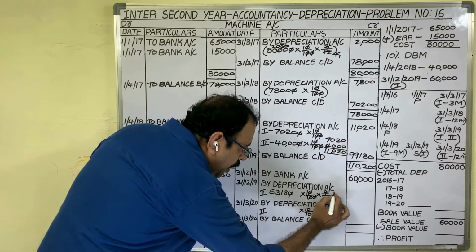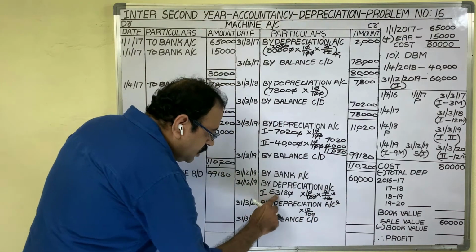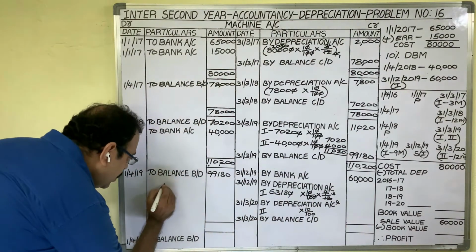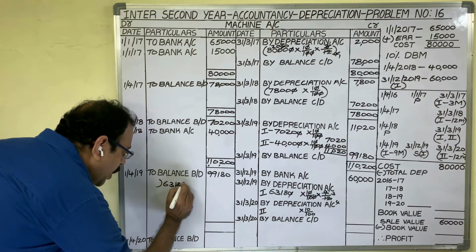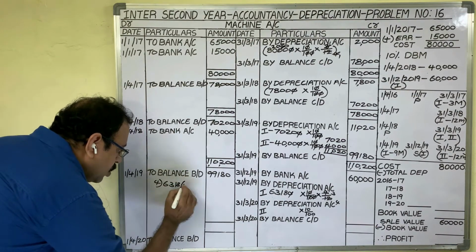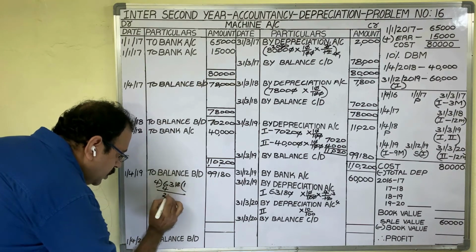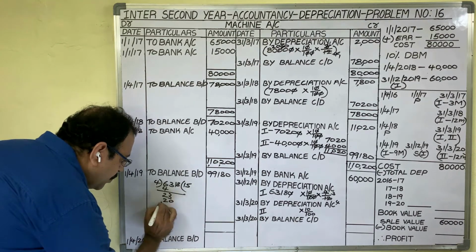3 3s are 9, 3 4s are 12. Now 6318 divided by 4. I am showing here 6318 divided by 4. 4 ones are 4. 2. Bring this 3. 4 5s are 20.